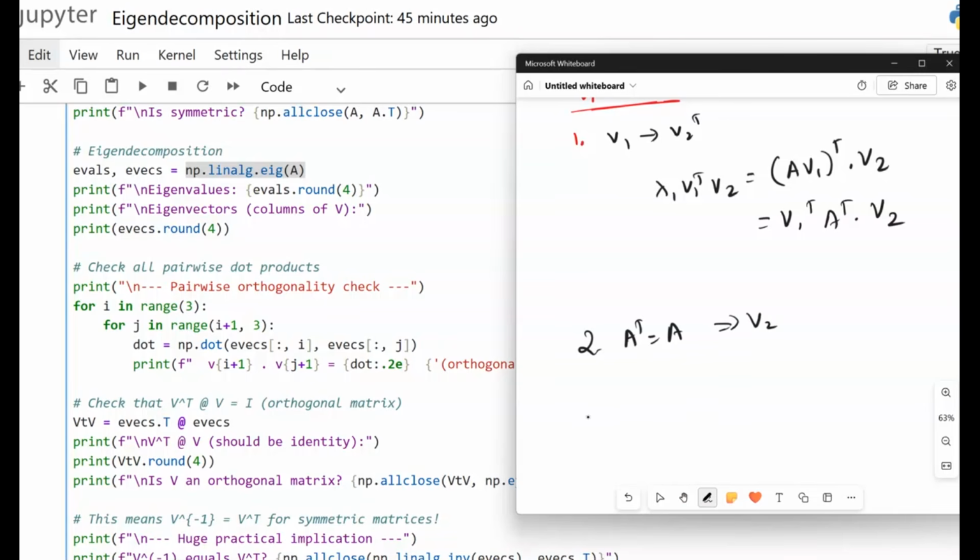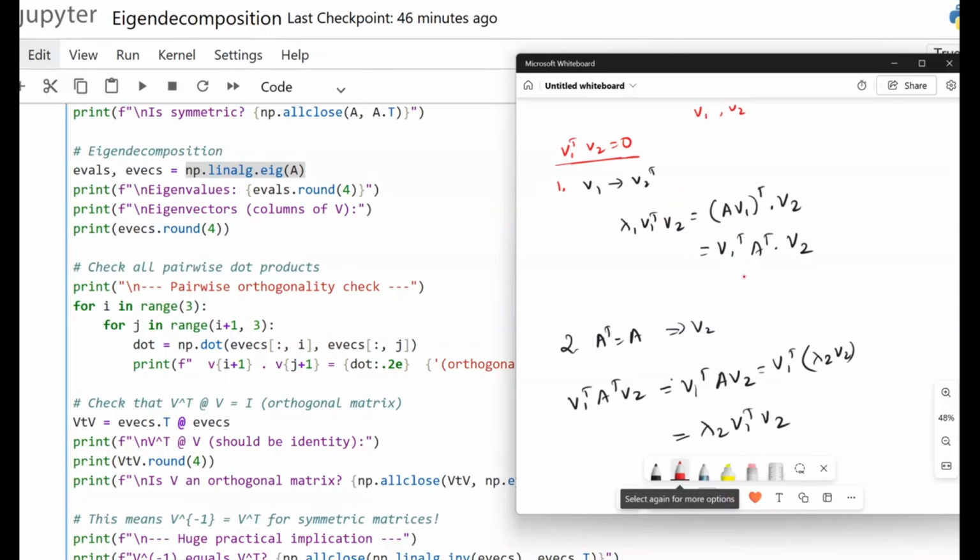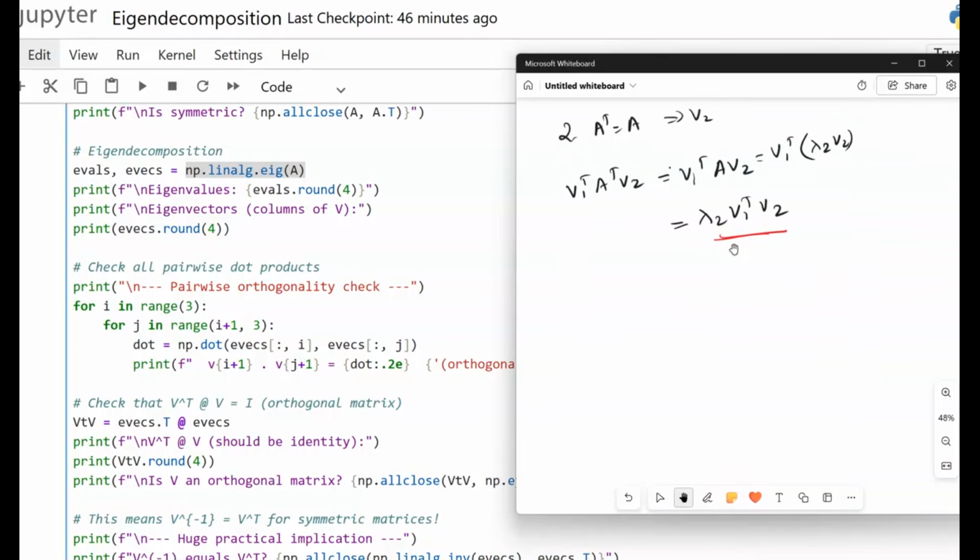So v1 transpose A transpose v2 is equal to v1 transpose A v2. So what do we get? v1 transpose multiplied by lambda 2 v2, and the exact result is lambda 2 v1 transpose v2. Now combining the first step and second step, lambda 1 here and lambda 2 here, we are going to equate the two.